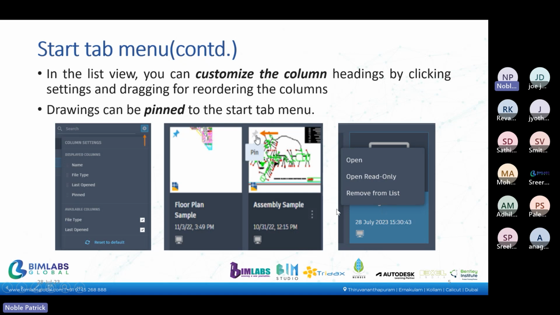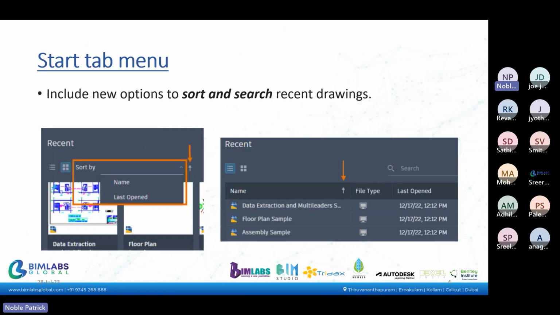So these are the main functions or features which we can see in the Start tab menu itself. We can sort and search whichever drawings we have drawn, or whichever drawings we want to place at the beginning or end. So the recent drawings can be searched and sorted from here. That's the main updation in the Start tab menu in AutoCAD 2024.